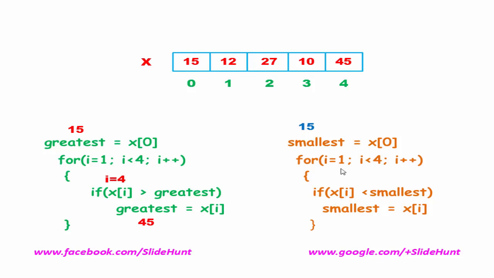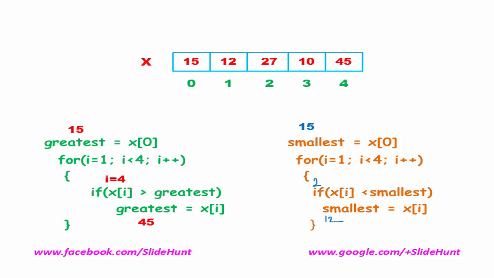First time I equals 1. So the condition is x of 1 less than smallest. X of 1 equals 12 and smallest is 15. So 12 less than 15. Yes, it is true. We copy x of I to smallest. Means 12 is copied to smallest. And now smallest contains 12. Next we increment the value of I by 1. So I is 2 now.